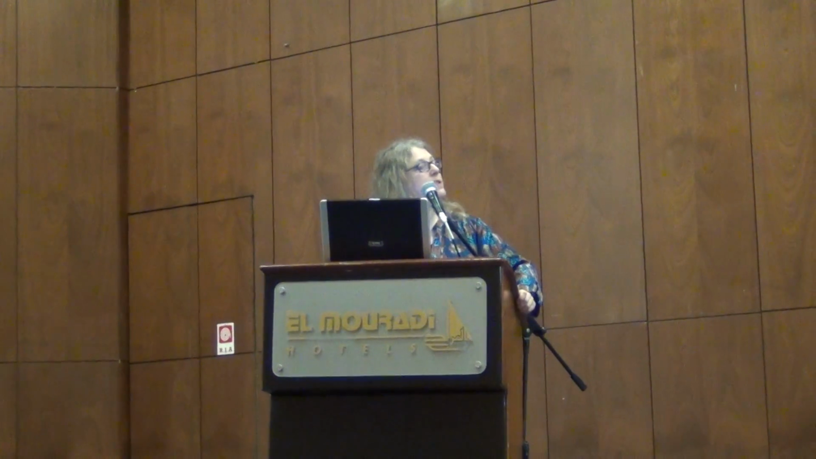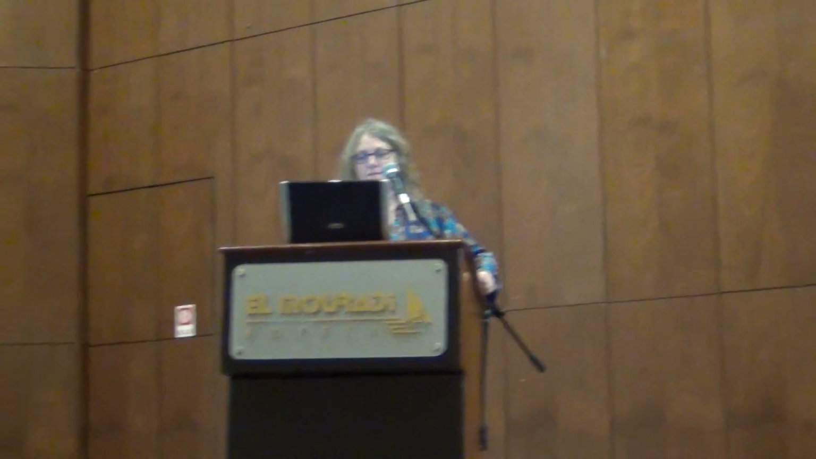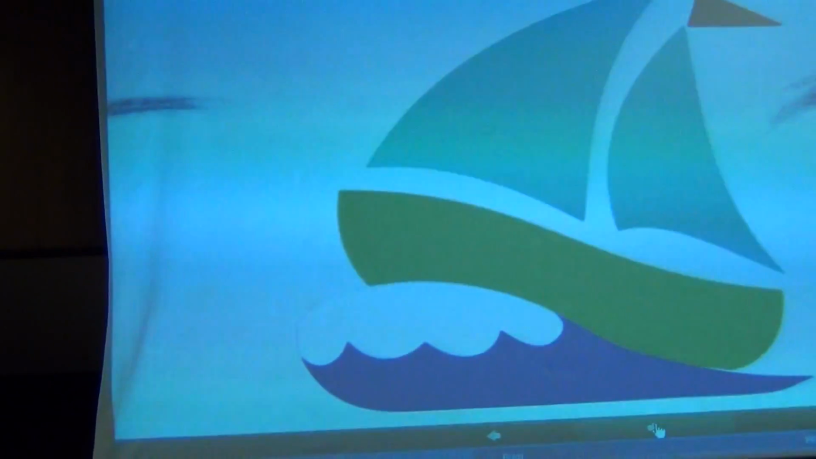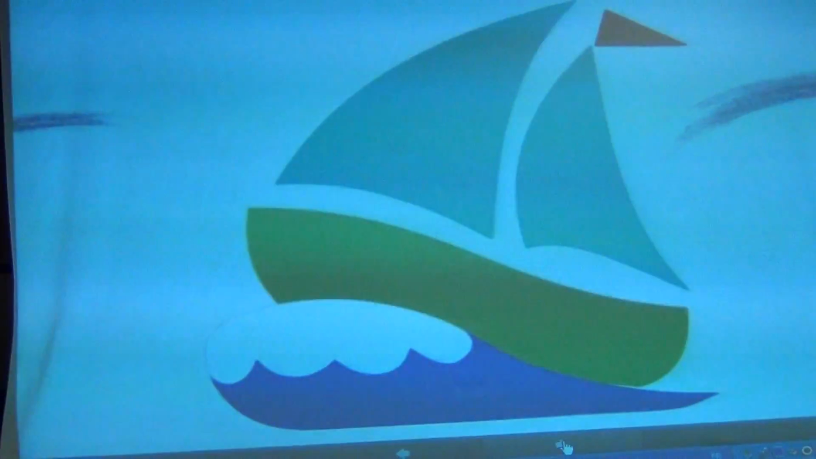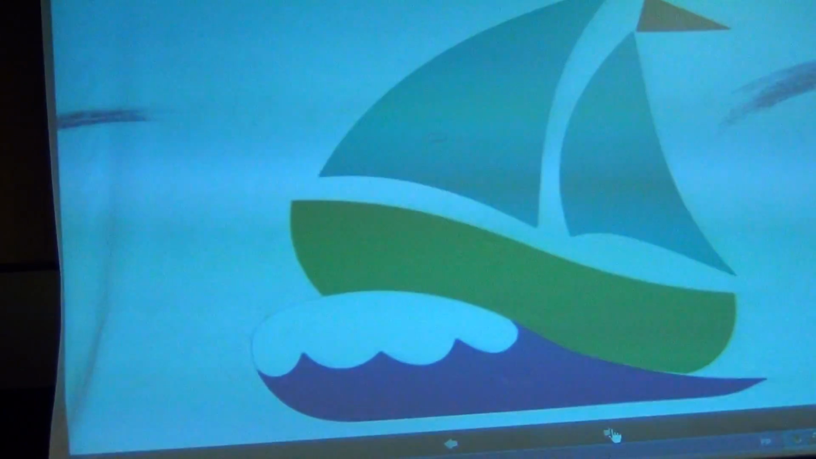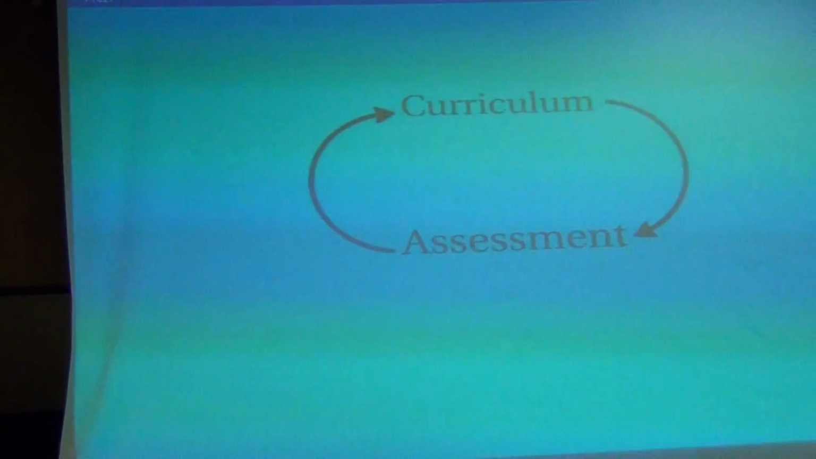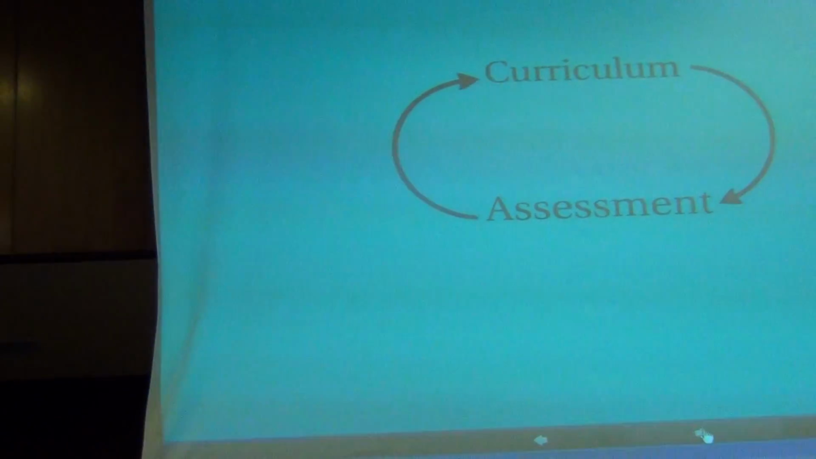So, the first thing, I've got a boat. It's not just because we're beside the sea, but because, as you know, when a boat is moving, it creates something called backwash, and that's what assessment does. I don't feel comfortable standing behind this podium. There isn't very much I can do about it.